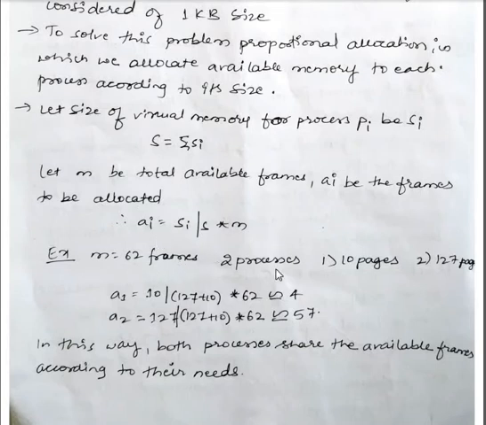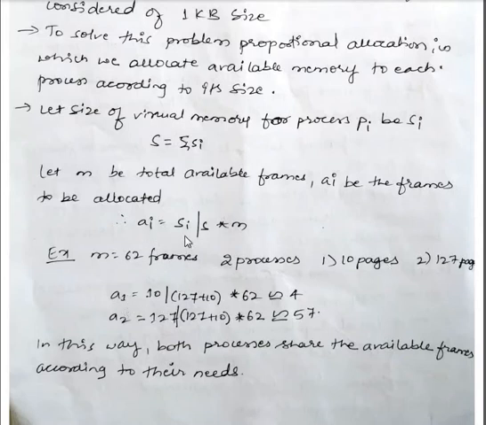So here we are having two processes. One requires 10 pages and another requires 127 pages. And the number of available free frames, M, is equal to 62 frames. Then let us substitute this. Process 1 and process 2 are there.